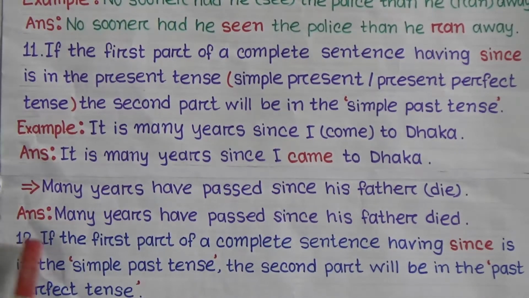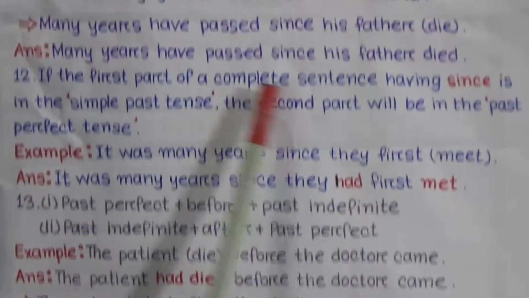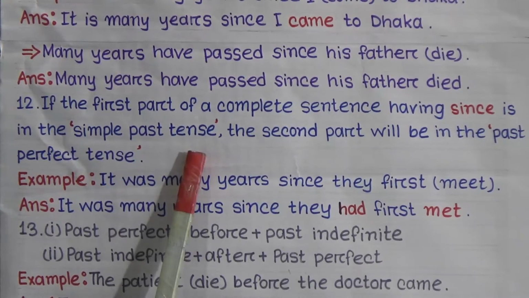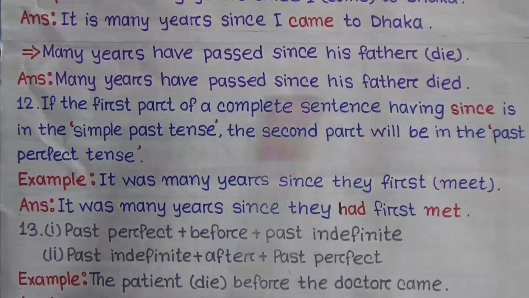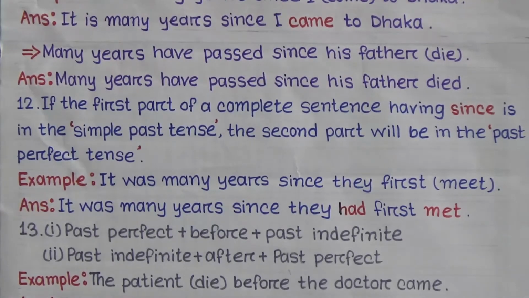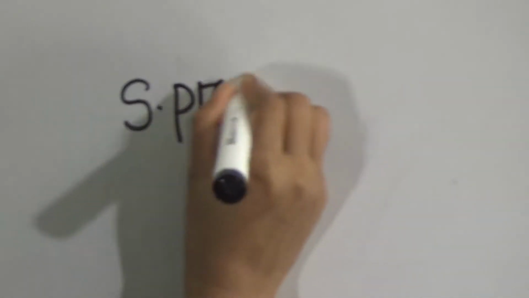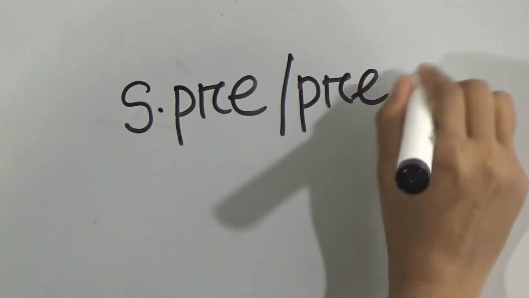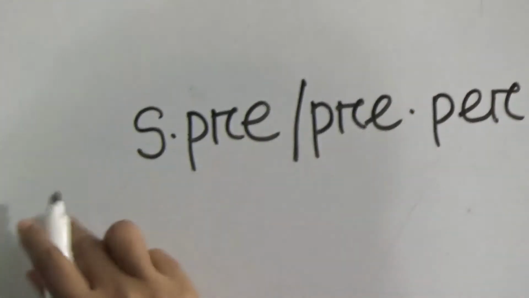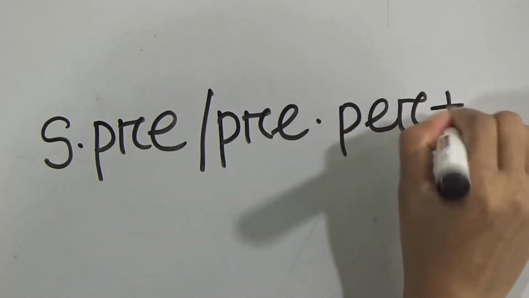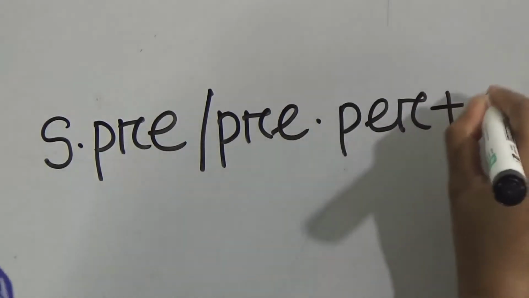Now rule number 12. If the first part of a complete sentence having since is in the simple past tense, the second part will be in the past perfect tense. Students, in rule 11 the structure was simple present or present perfect. I am writing in short: simple present or present perfect plus since.